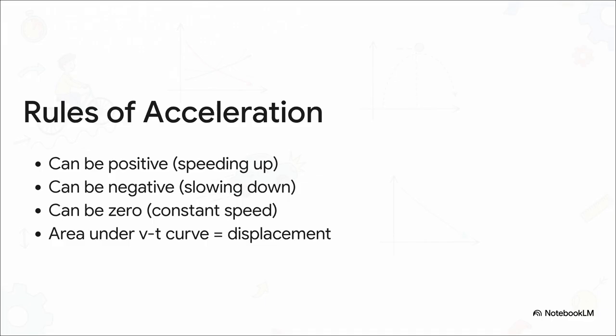It can even be 0, which just means you're cruising along at a constant speed. Oh, and here is a fantastic visual trick. If you look at a velocity time graph, the area underneath that curve represents the object's total displacement. It's an amazing geometric shortcut to finding out exactly how far an object has traveled.